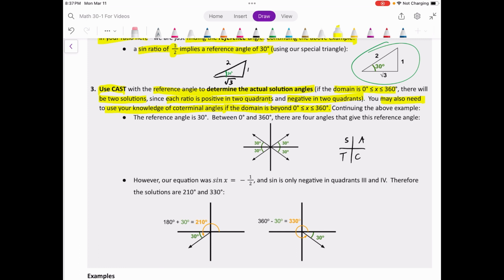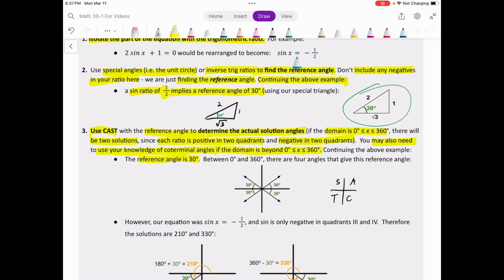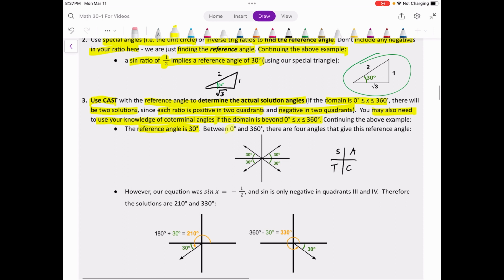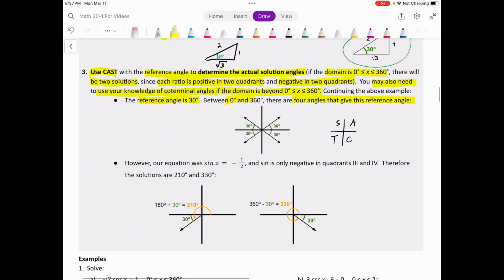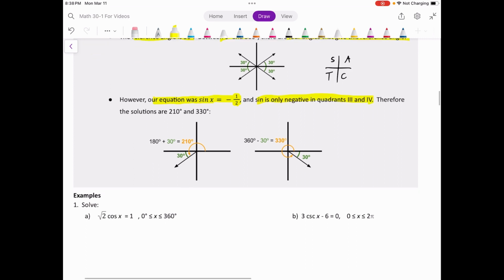Okay, so again, just working through this above example, we've kind of been doing that as we go, but the reference angle is 30, right? We established that here. Sine of 1/2 tells us the reference angle is 30. Now between 0 and 360, there's 4 angles that give that reference angle. We already talked about that. But our equation was not sine x equals 1/2, it was sine x equals negative 1/2. And sine is only negative in quadrants 3 and 4.